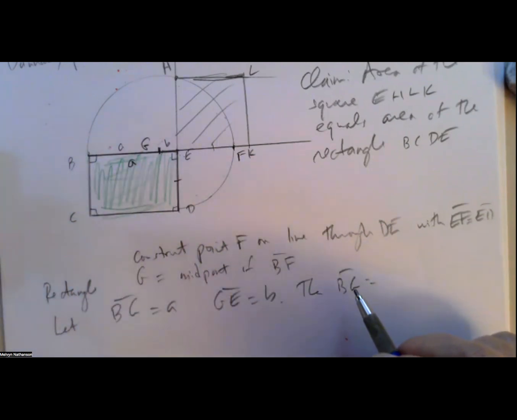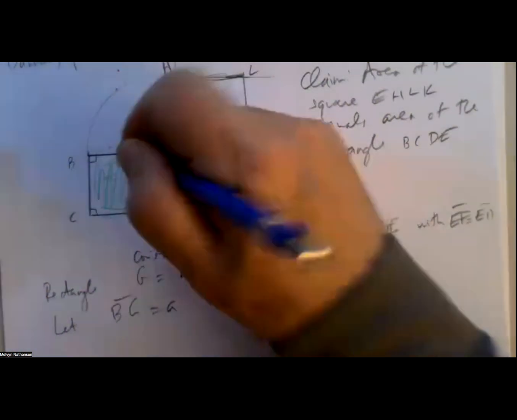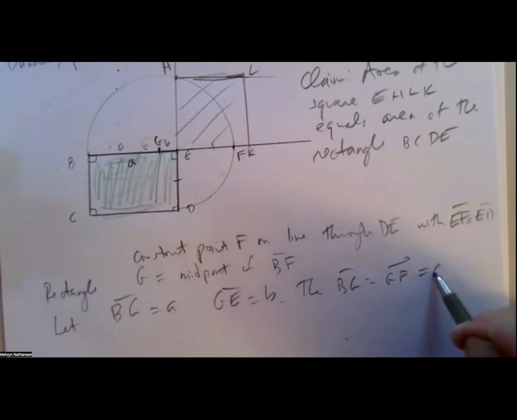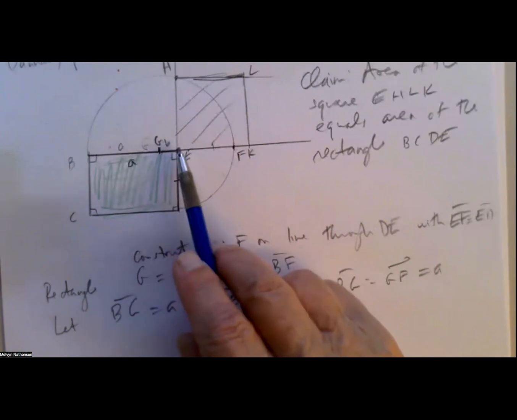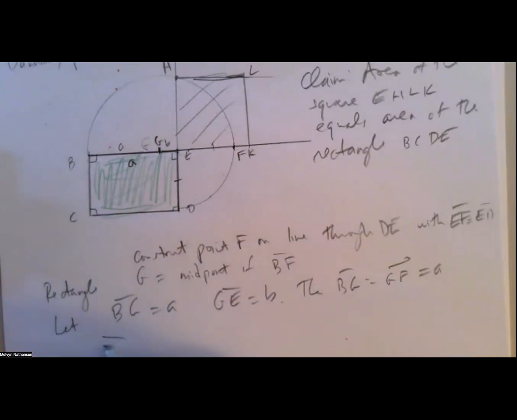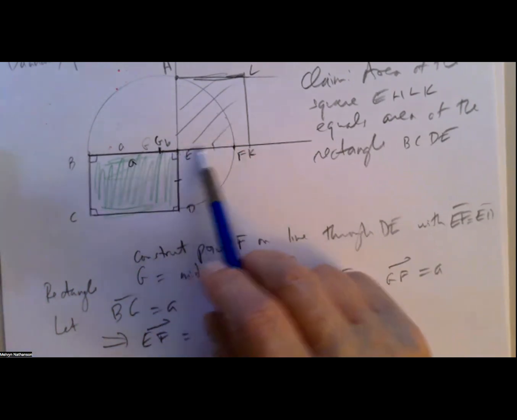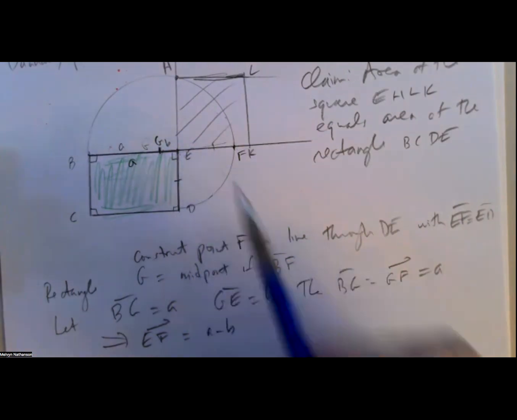So the distance from B to G, let me draw this a little bit closer so it's clear where G is. Right? G is that point right there. The distance from B to G is the same as the distance from G to F, which is equal to A. So from here to here, the distance is A. From here to here, the distance is B. So this implies that the distance from E to F is A minus B. The distance from E to F. Because this plus this equals A. Something plus B equals A means that something is A minus B.